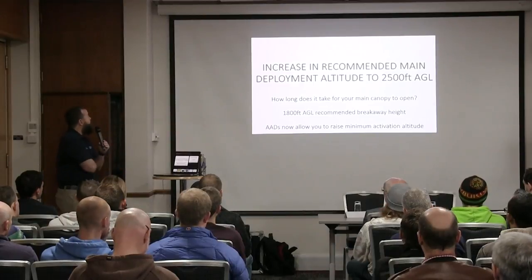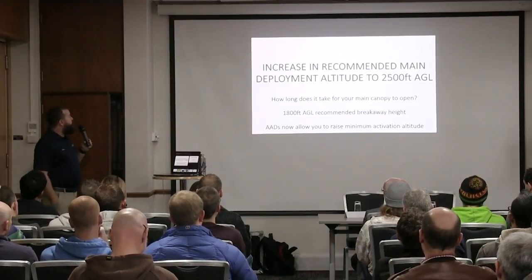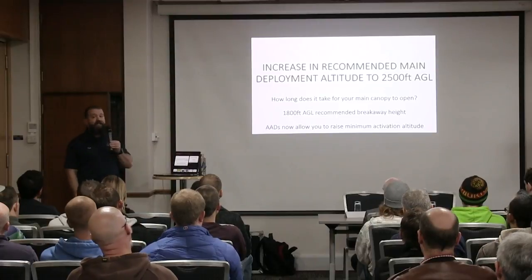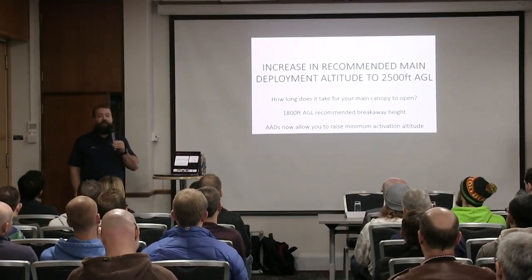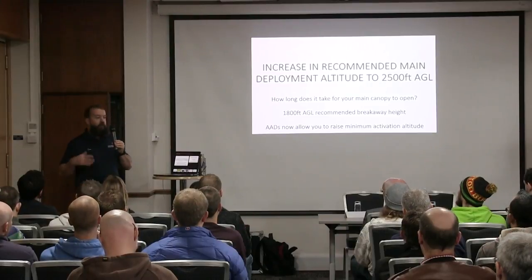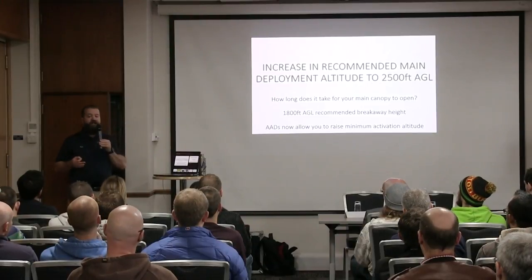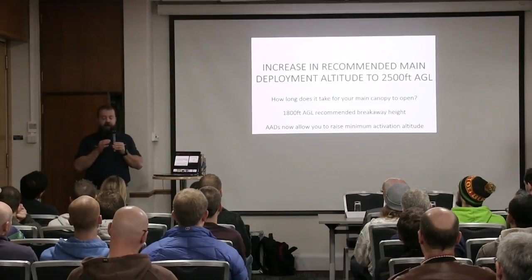Okay, the next slide, increase in recommended main deployment altitudes to 2,500 feet. So in the United States, USPA, we changed our minimum deployment altitudes a few years ago to 2,500 feet for experienced skydivers, de-licensed expert skydivers. And the rationale behind that was twofold.